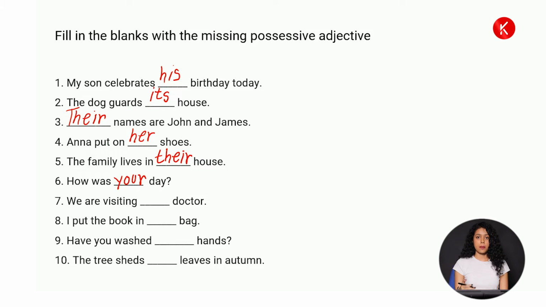We are visiting blank doctor. Now, what do you think would be the answer? As you can see, the subject in this sentence is we. So we have to think of the corresponding possessive adjective for we, which is our. So we are visiting our doctor.